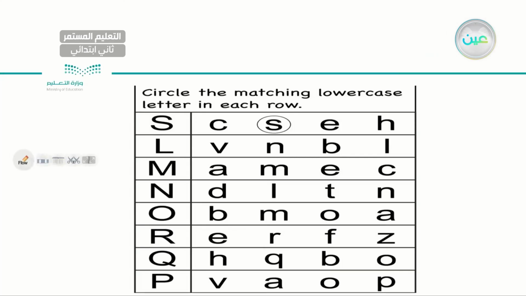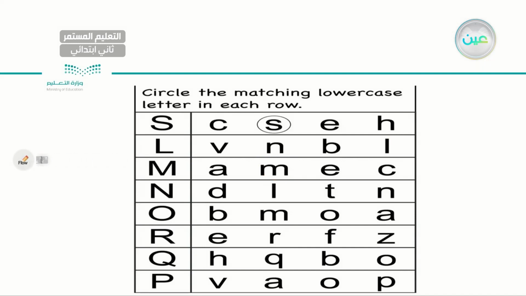For example, let me do some. For the first one, I have capital S. I already circled the small s. Let's do the same for the second one. I have capital L. Let's try to circle the small l. Very good. Next I have capital M. Let's try to circle the small m, and so on. Very good, my dear student.